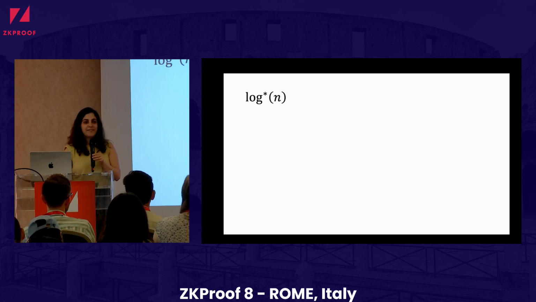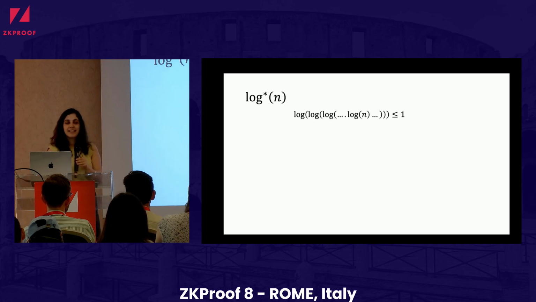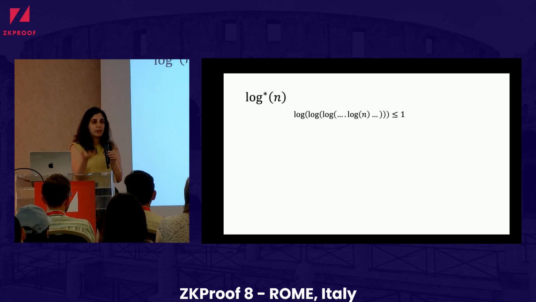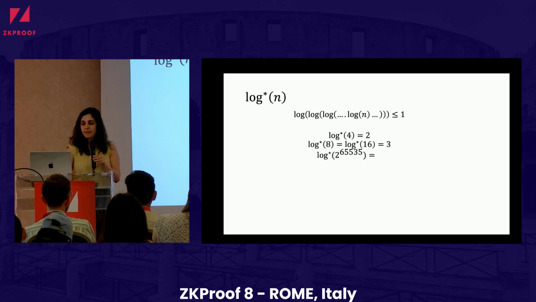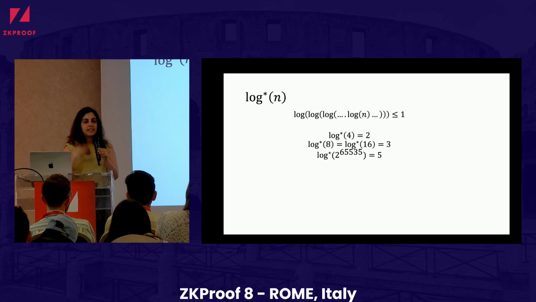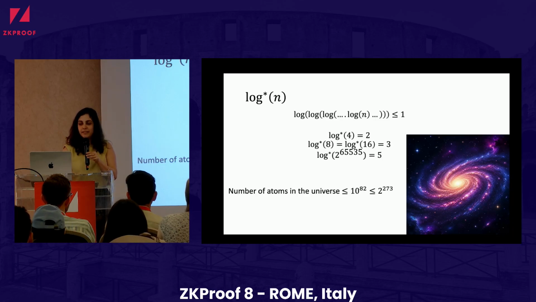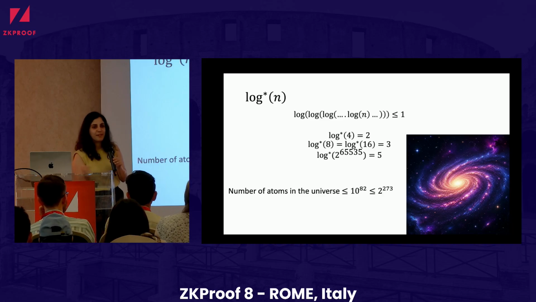In case you haven't seen log star in a while, this is just the number of times we have to apply log to a number to get it to be at most 1. And here are some examples. Why did I put this huge example here? Well, because this is way bigger than the number of atoms in the universe. So really, you can think of log star as just being bounded by 5.